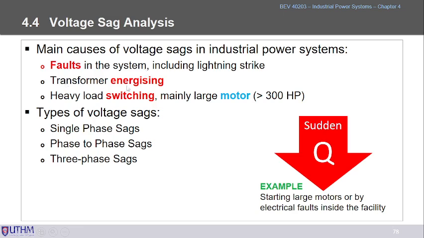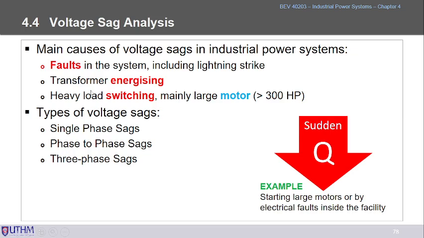And for transformer energizing also, when you energize a transformer, it will give voltage sags to the rest of the system in the IPS. And the switching of heavy loads, especially large motors, will also contribute to the voltage sag in the IPS. Okay, so there are 3 types of voltage sags: single phase, phase to phase, and 3 phase.